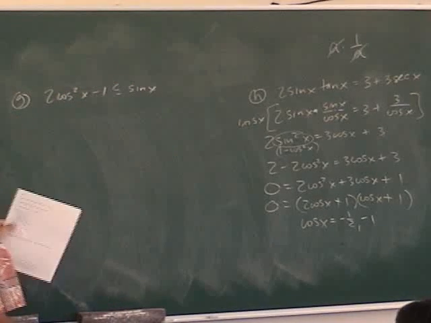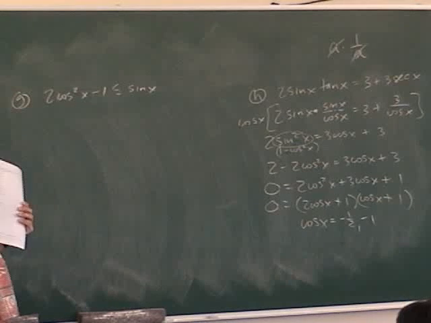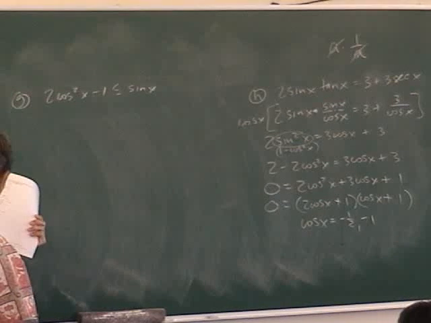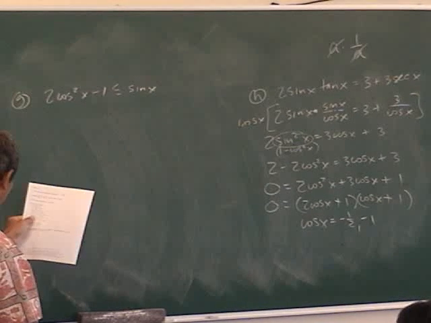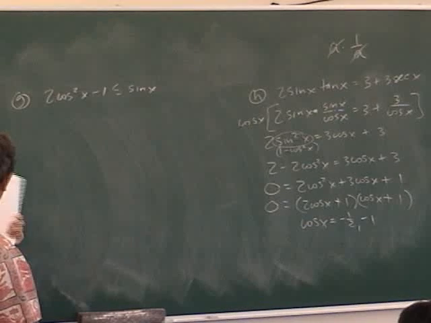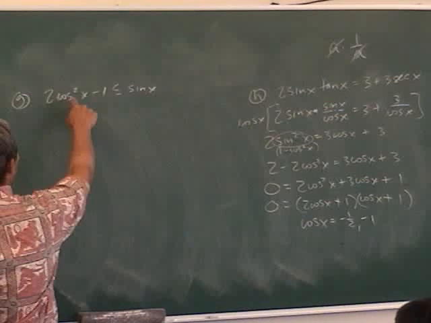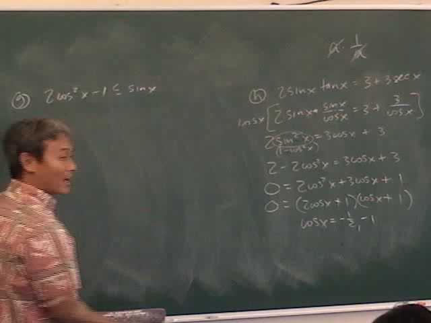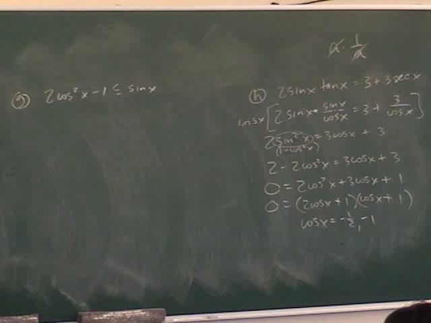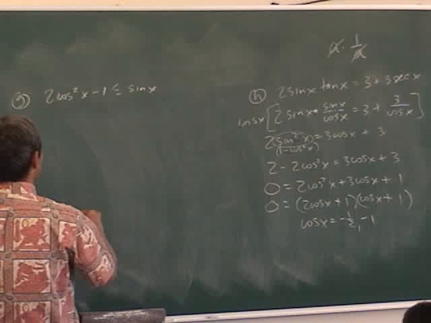Wait a minute. This looks eerily familiar, like the one I did last week. Let's look at trig 8.3. Oh, I see what happened. This one was sine squared and that one was cosine. So I just switch them and then all hell breaks loose.